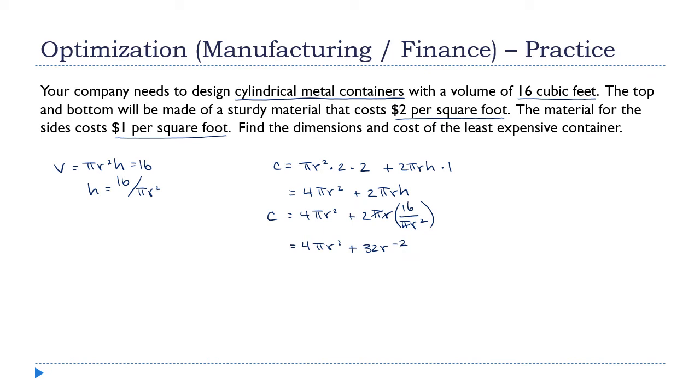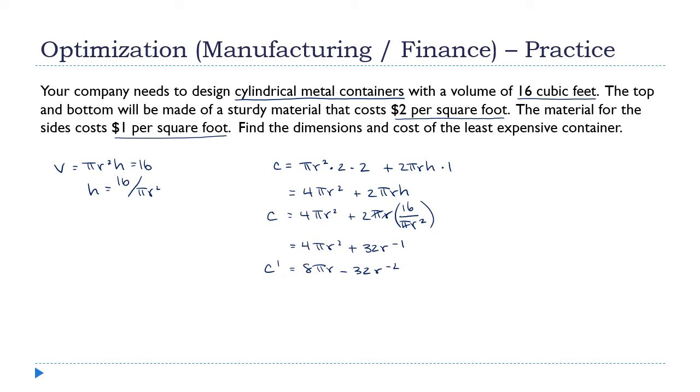Okay, well that's good, because I'm down to one variable. That's really my goal here. I now know the cost strictly in terms of r, and I can differentiate this. C prime equals 8 pi r minus 32 times 2, that's 64 r to the negative third. Wait a minute. Oops, sorry. This r cancels. This is only r to the negative first. Clean that up. This is negative 32 r to the negative second. There, that's going to be a little easier to work with.